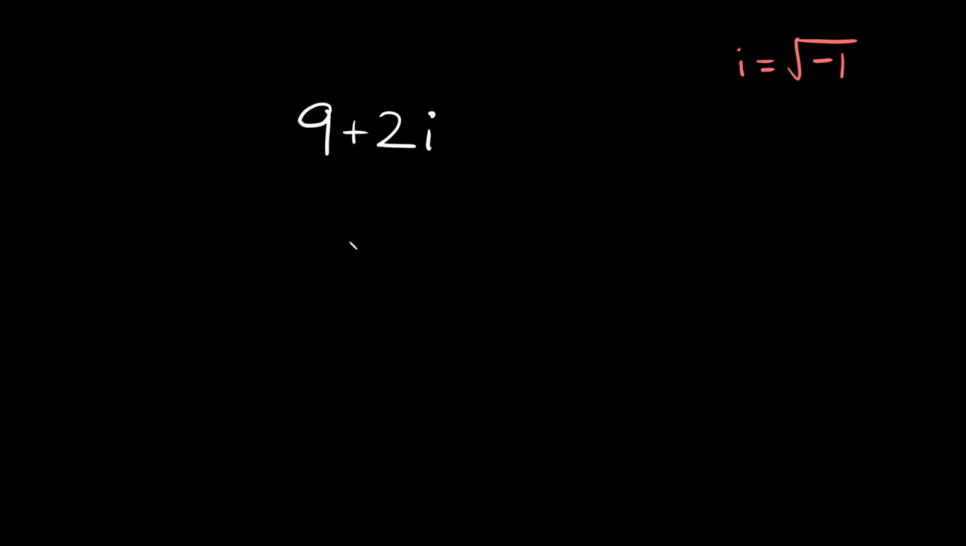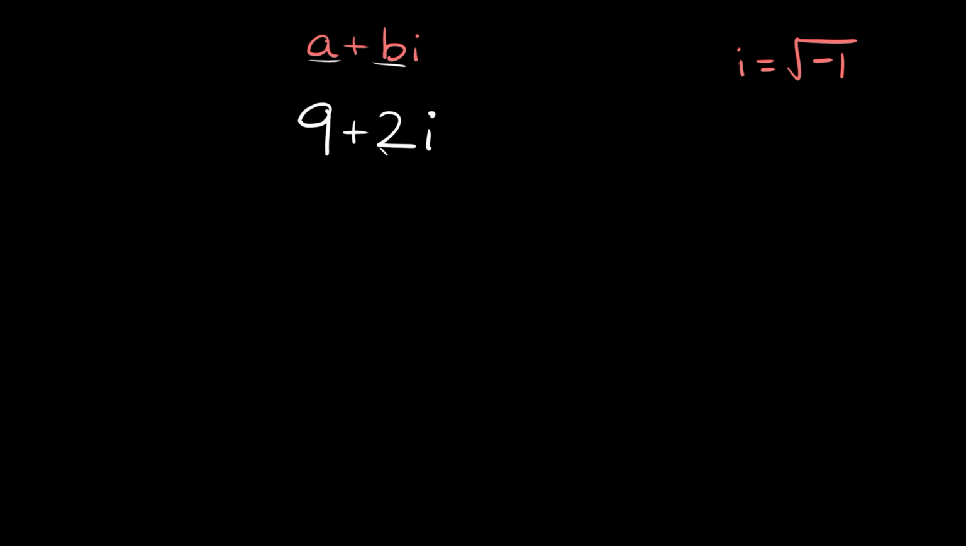So in this video, I'm going to teach you how to multiply together complex conjugates, right? So here we have a complex number, 9 plus 2i. This is in standard form, and the standard form of a complex number is just a plus or minus b times i, where a and b are just numbers, and i is your imaginary number, okay? And i is defined as the square root of -1.